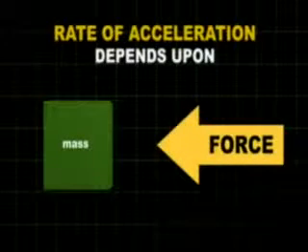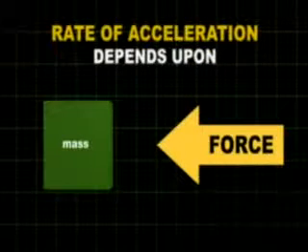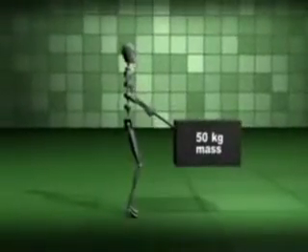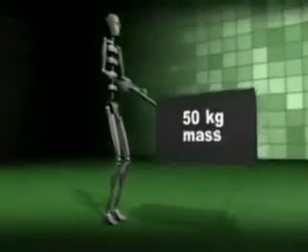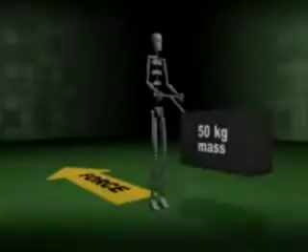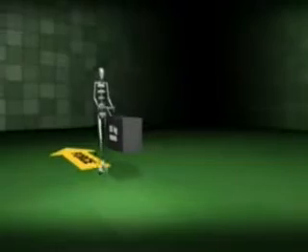Acceleration depends upon 2 variables, the mass of the object and the magnitude of the applied force. In this example, a 3D character represents a pulling force on a 50 kilogram mass. Using his full strength, he has no trouble accelerating the object in the direction of his pulling force.